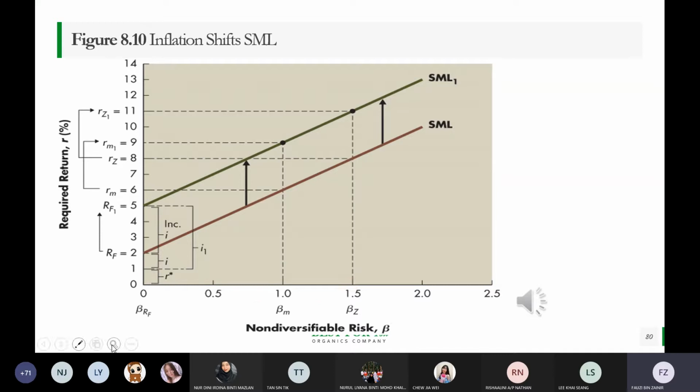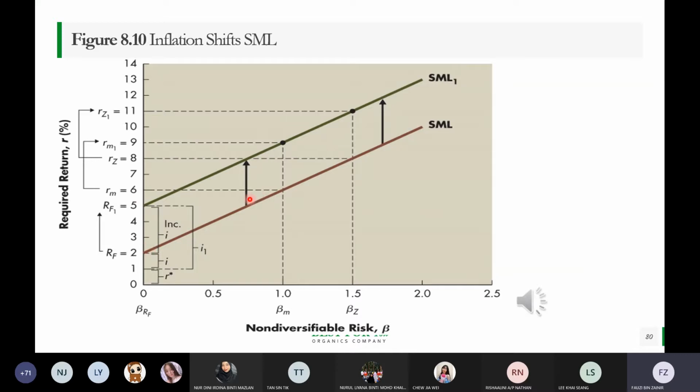Figure 8.10 depicts the situation just described. It shows the 3% increase in inflationary expectation results in a parallel shift upwards of 3% in the SML. Clearly, the required return on all assets rises by 3%.